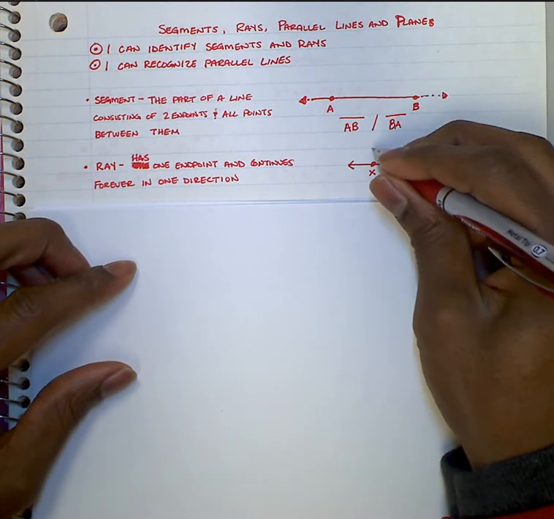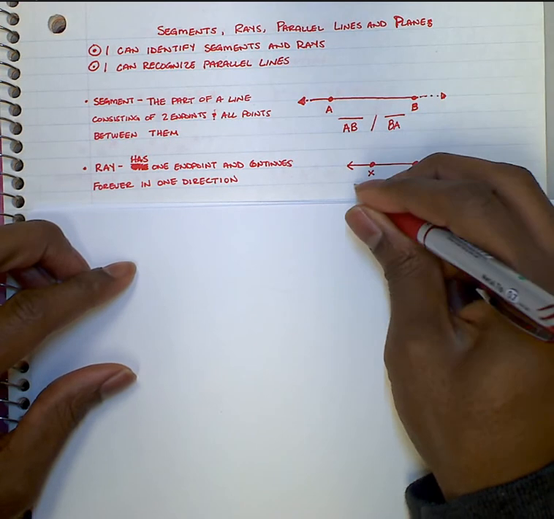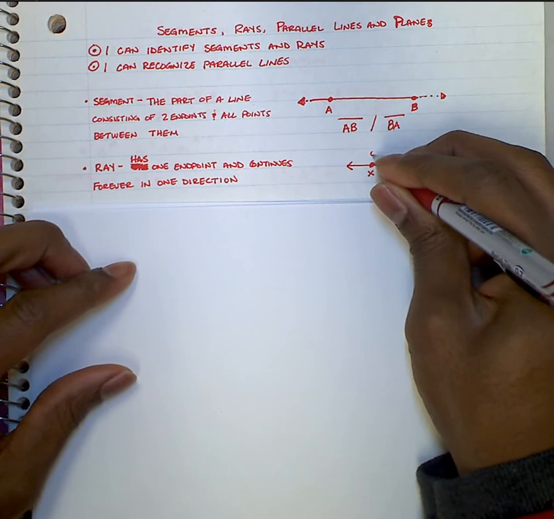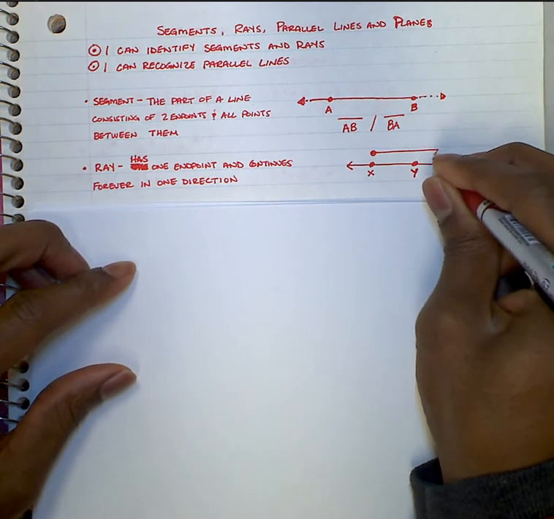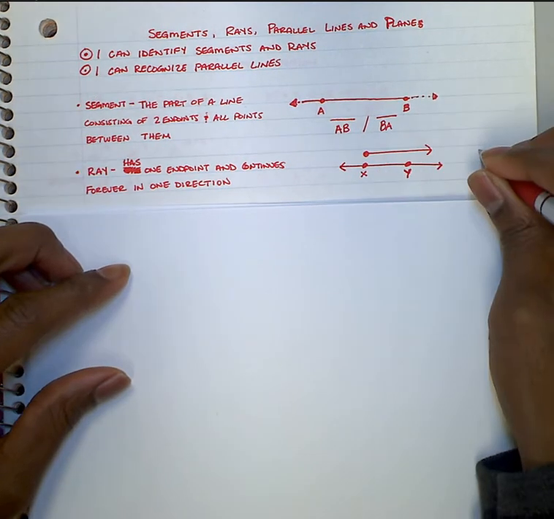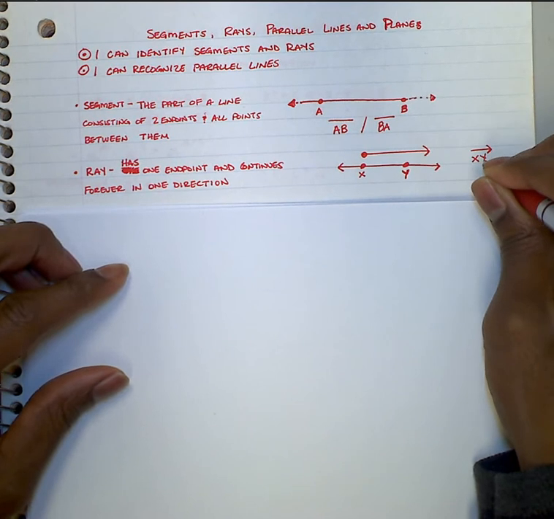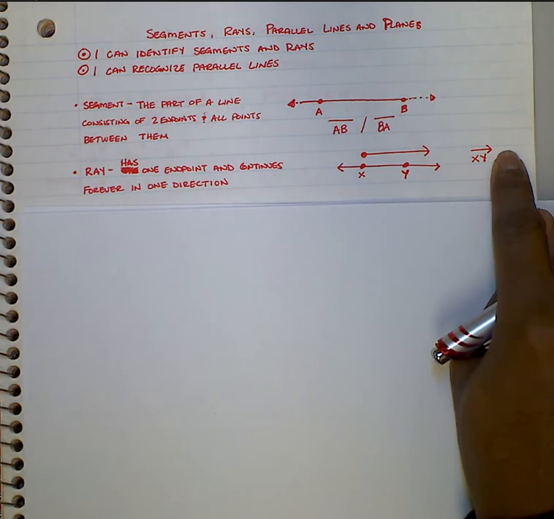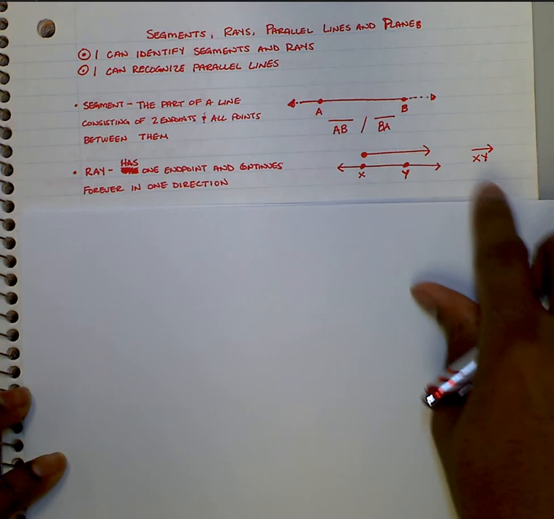When you name a ray, you always start with the endpoint. So if I said ray XY, what I would mean is that this ray starts at X and continues on forever in Y's direction. To write that down, I'll call it ray XY. Notice again how we changed our line over top of our letters, because I want everybody to know that this is a ray XY.